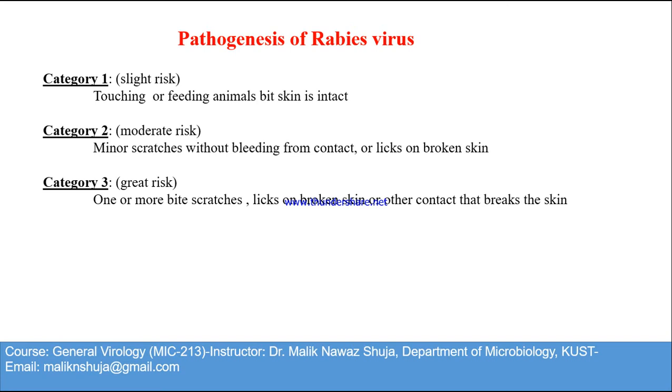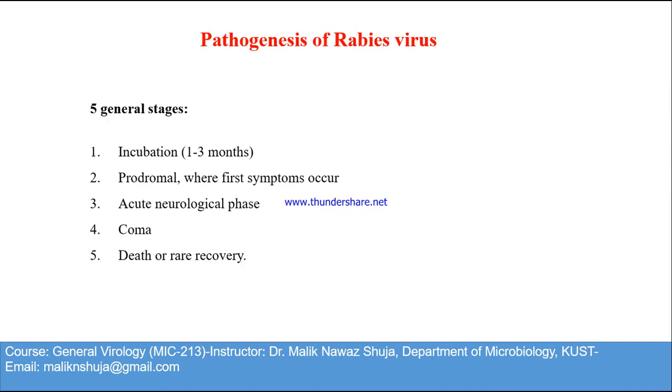In the second category, which is considered a moderate risk, there are minor scratches without bleeding from contact, or licks on broken skin. It should be noted that broken skin is also categorized in the second category. In the last category, people are at higher risk: one or more bites or scratches, licks on unbroken skin, or other contact that breaks the skin. It should be noted that people in category 3 are usually at high risk.